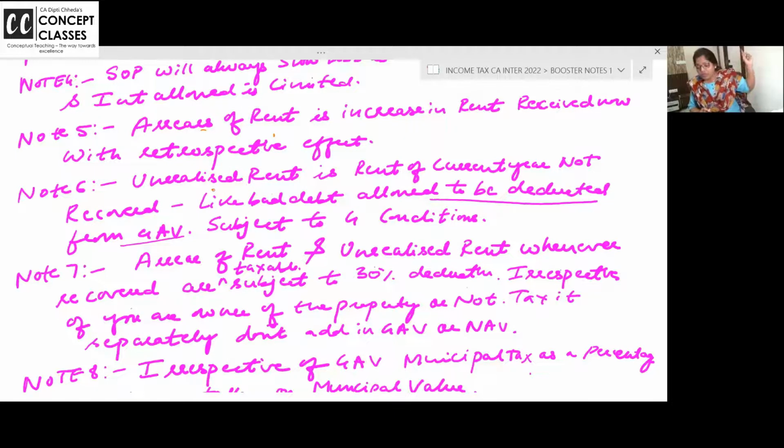Now, 2014 arrears you are getting now because you have won the case or whatever it is. But right now you are not the owner of the property. In 2016 only you sold the property to Anjana. You are not the owner. Still, it's going to be taxable in house property.